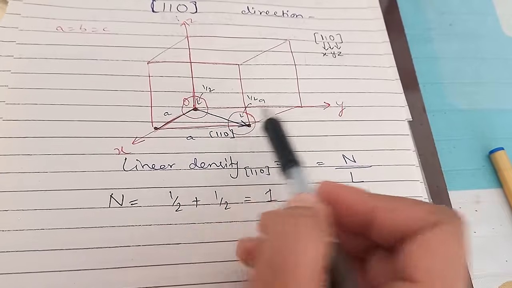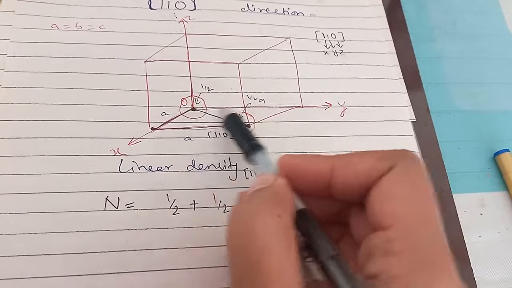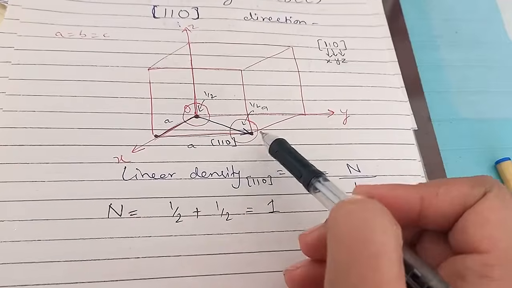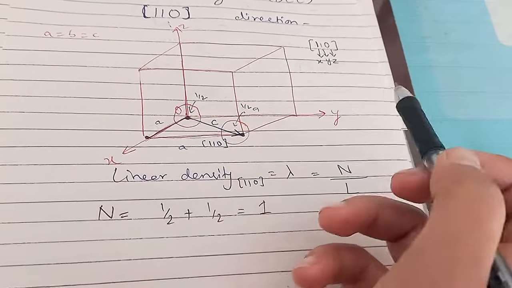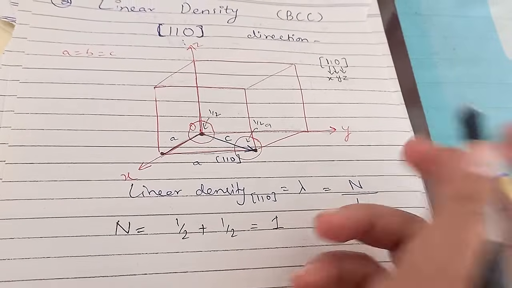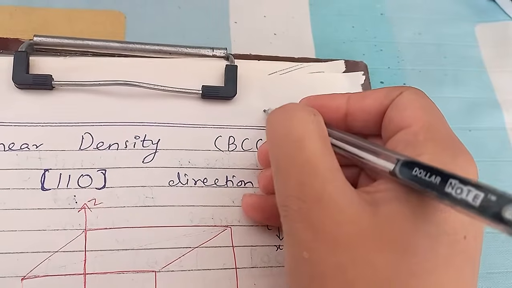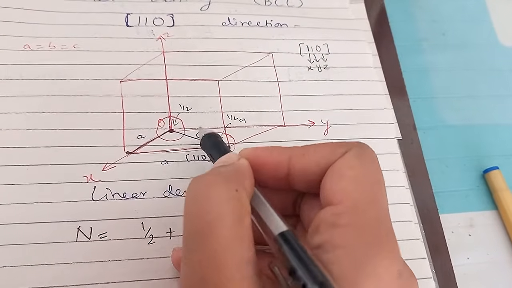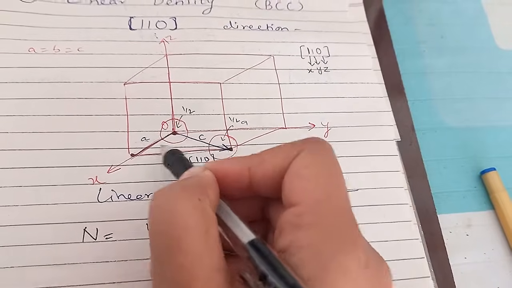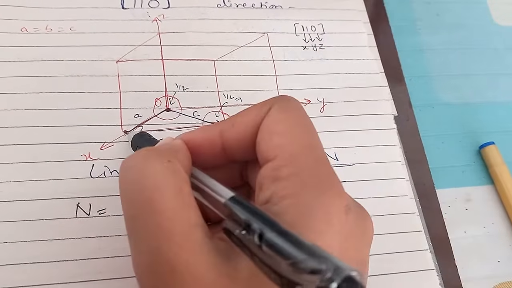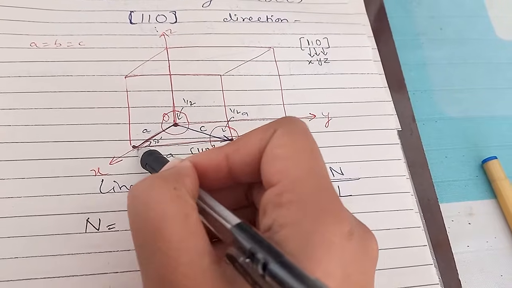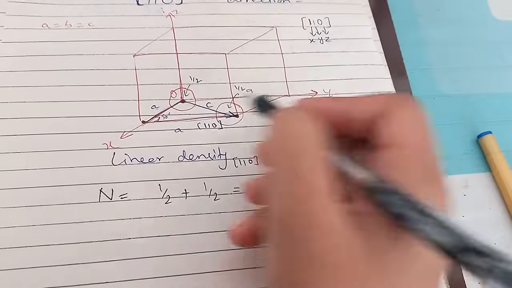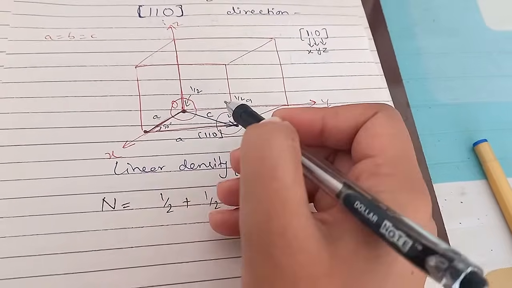The length of this line, since it is not parallel to the x-axis, y-axis or z-axis, will not be A. These lengths are A, and this length needs to be determined. We already found this length in the previous derivation when we were finding the relationship between A and capital R, but we can see it again. This length is A, this length is A, and this is the hypotenuse of this right angle triangle, with the right angle between the x and y directions. This is base, this is perpendicular, and this is hypotenuse. So using the Pythagoras theorem, we can find C, which is the length of the line.